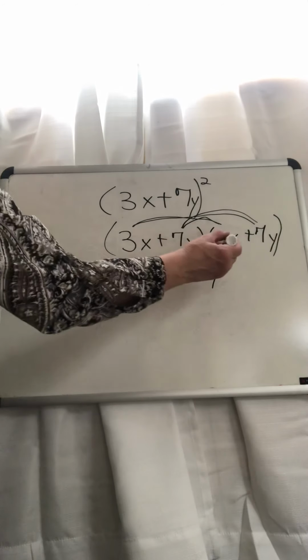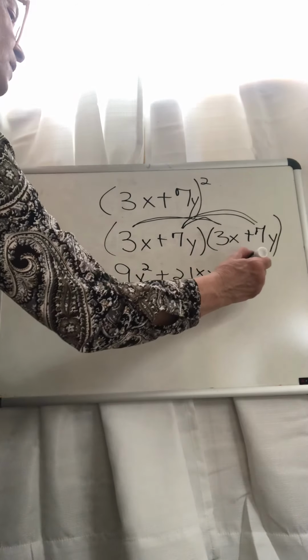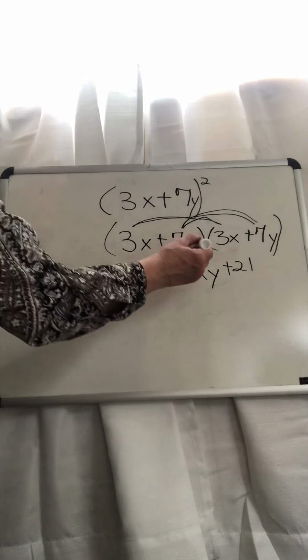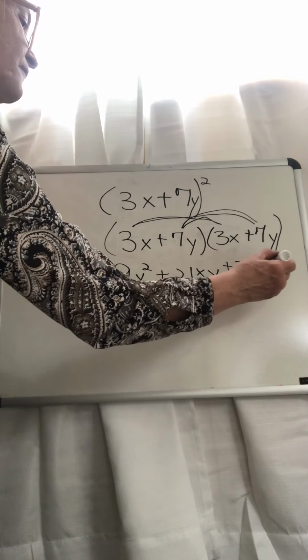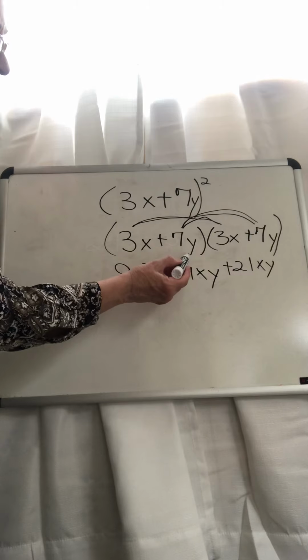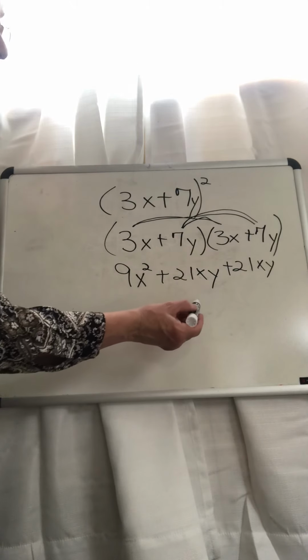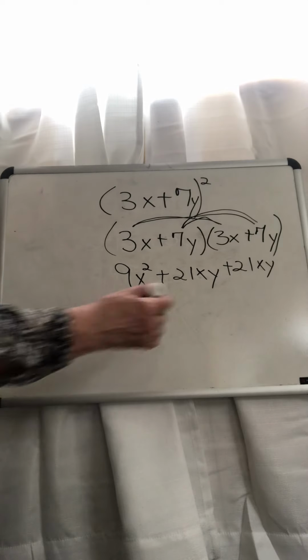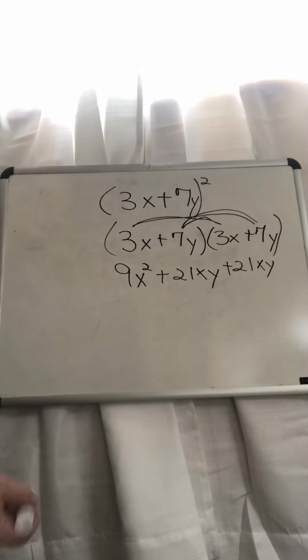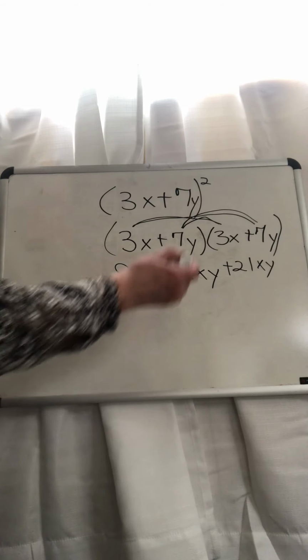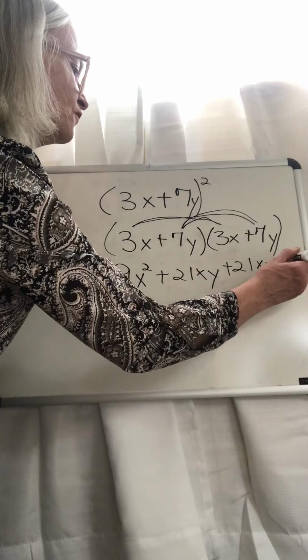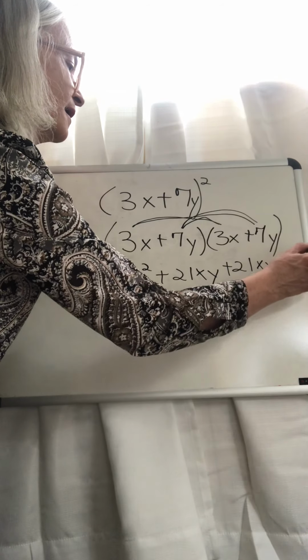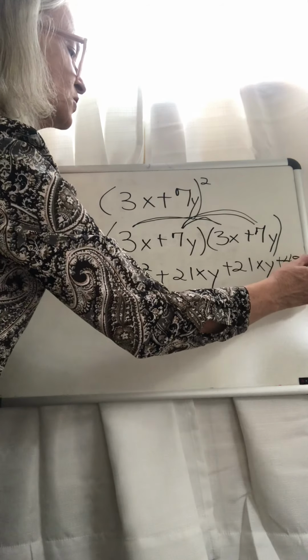Then we have 7 times 3, which is a positive 21. And then we have the x and the y. Even though the y comes first here, when you multiply them together, you should leave them in alphabetical order. And so, because the x comes first in the alphabet, it comes before the y. And then our last term, we've got 7 times 7, which is 49. And then y times y, which is y squared.